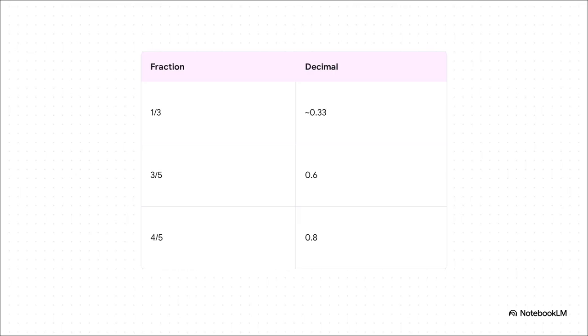Let's check the results. 1 divided by 3 is about 0.33. 3 divided by 5 is 0.6, and 4 divided by 5 is 0.8. So the correct order on the number line is 1/3, then 3/5, then 4/5. Hopefully that's exactly what you got.